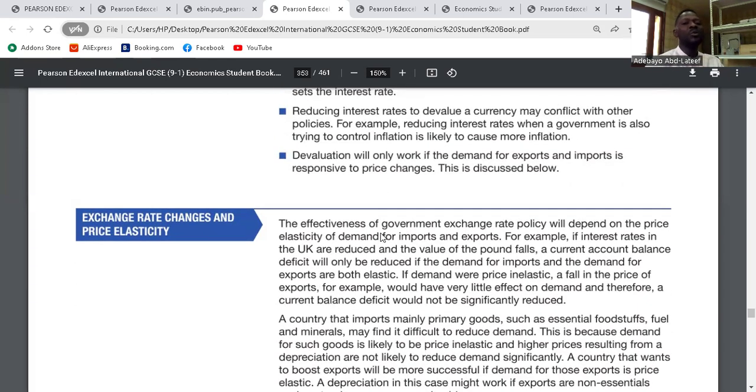The third one: devaluation will only work if the demand for exports and imports is responsive to price changes. When I talk about devaluation, which means reducing the value of the country's currency, it can only work based on price elasticity of demand for exports and imports. So how do we talk about this? There's price elasticity, which is the degree of responsiveness of the quantity demanded for imports and exports. Do you get it? So now we check exchange rate changes and price elasticity. Are you there?